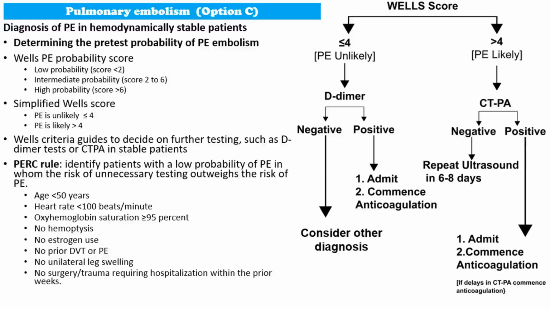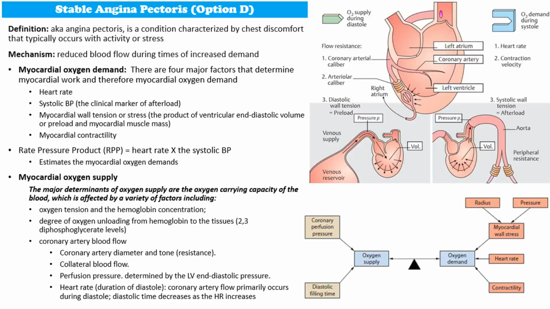A score of 0 to 1 indicates a low probability, 2 to 6 indicates a moderate probability, and a score greater than 6 suggests a high probability of PE. In some models, scores are simplified into 2 categories where a score of 4 or less indicates PE is unlikely, and a score of 4.5 or higher indicates PE is likely. The Wells criteria serve as a guide to decide on further testing, such as D-dimer tests or imaging studies like CT pulmonary angiography, to confirm the diagnosis of PE.